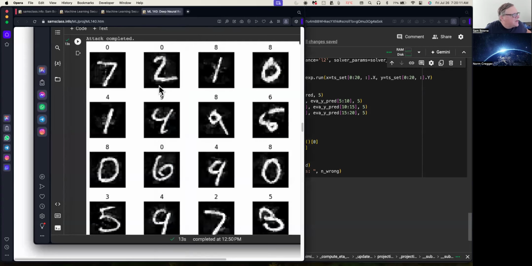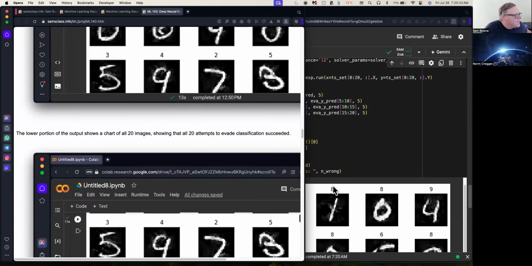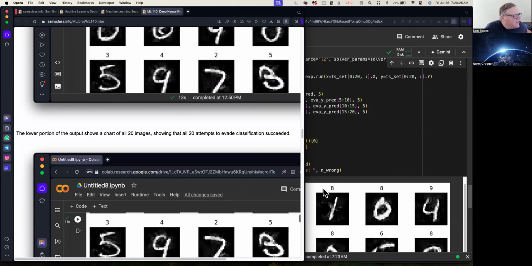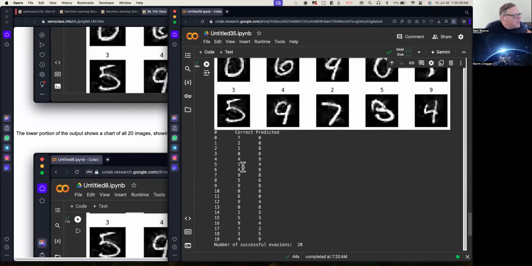Well, while it's running, let's look at the answer here. So you see this, like you said before, these are the evasion images. So it takes the original number and it adds just a little bit of snow, a little bit of extra pixels around it, which is what confuses the model. All right. And now down here, we're going to see the results, the number correct predicted.